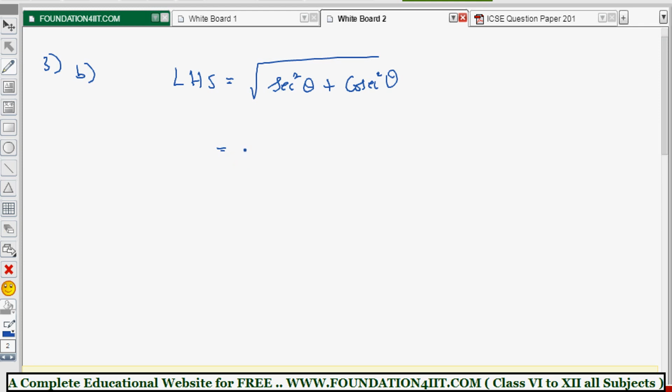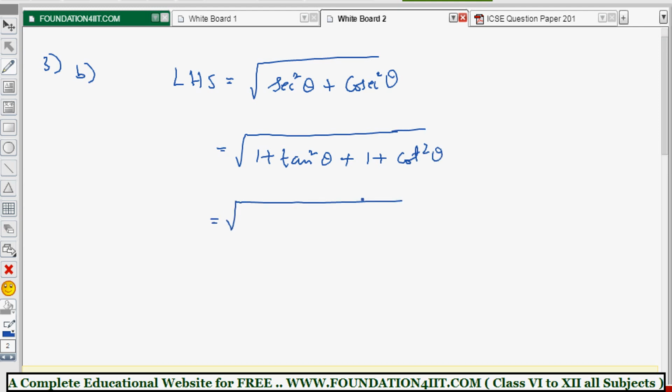So we can use the formula for sec square theta in terms of tan square. So sec square theta is 1 plus tan square theta. And cosec square theta is 1 plus cot square theta, right? Now 1 plus 1 is 2. And tan square theta plus cot square theta plus 2.